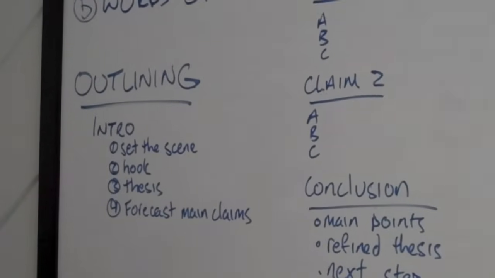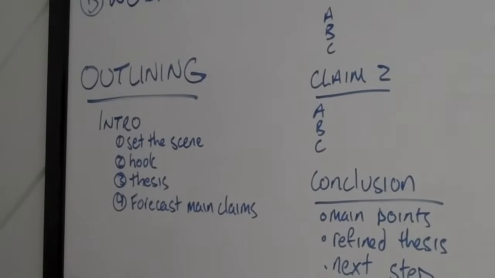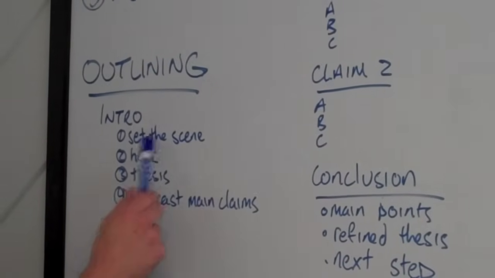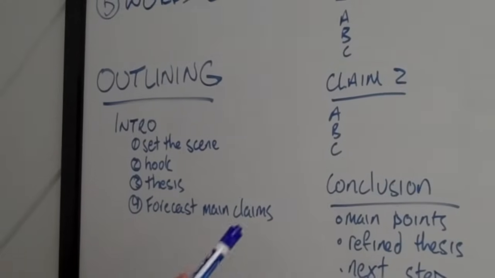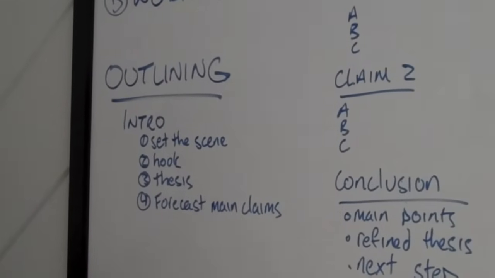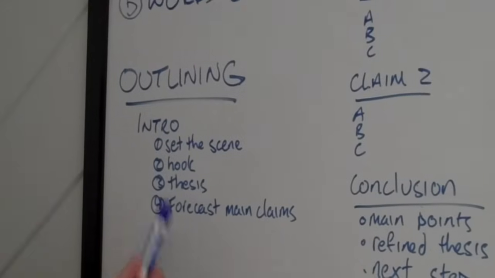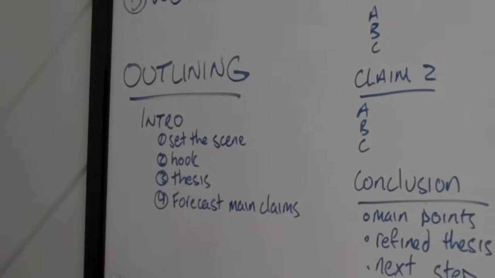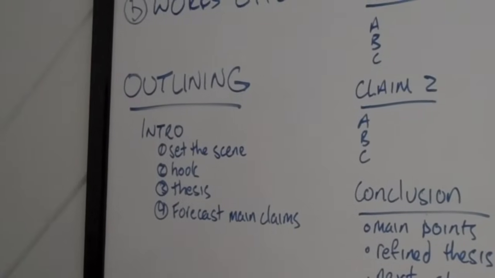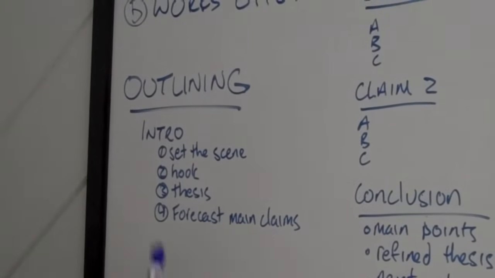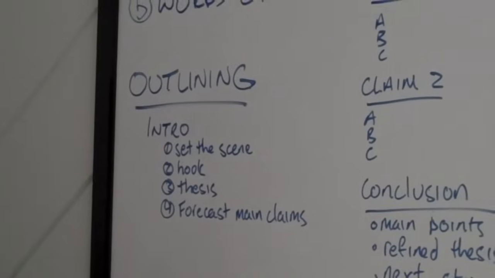For example, let's say we had to write a paper about our best vacation ever. We'd have an intro. So what's the scene? My vacation. Where'd you go? I went to Hawaii. Set the scene. Tell me what Hawaii's like. What's the hook? What happened in Hawaii? What's really exciting? What's your argument? My argument is that this was the best vacation ever because... And then forecast your main claims. Best vacation ever because I surf, I learned something, I made a new friend.